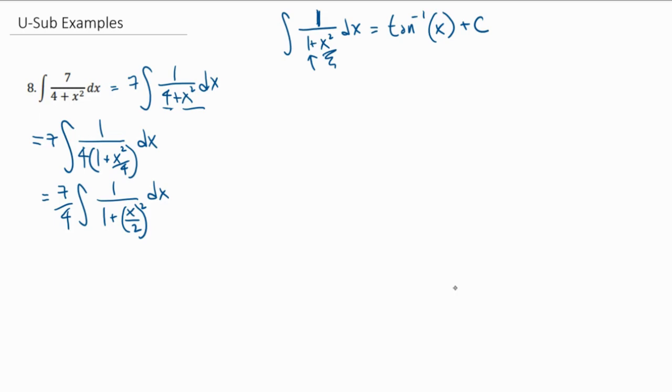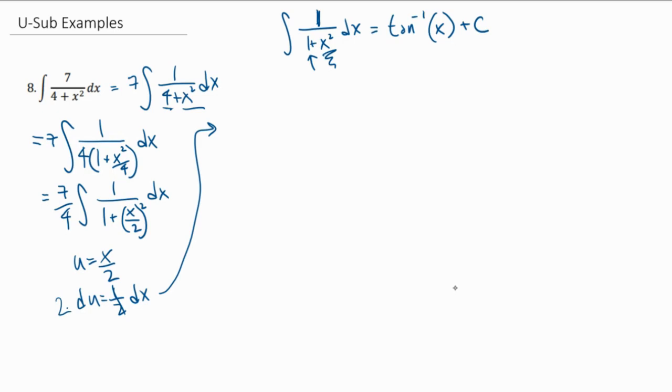So now that our 1's match, now I'm going to use u substitution on the x over 2 part, okay? So I let u equal x over 2, which means du is equal to 1/2 dx. So du equals 1/2 dx, so I can multiply both sides by 2. I get 2 du equals dx, okay?